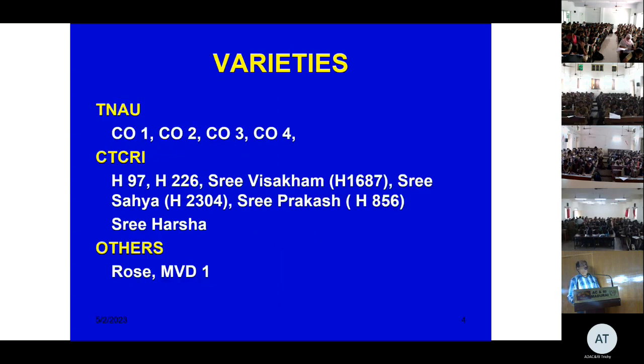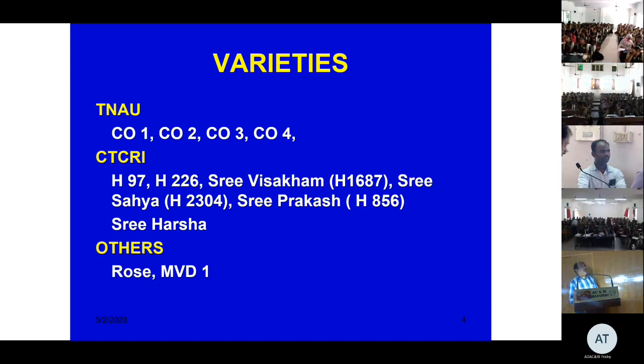Many varieties have been released from different institutes. Our Tamil Nadu Agricultural University has released 4 varieties in tapioca, from Co1 to Co4. The Central Tuber Crops Research Institute has released H97, H226, and others. So varieties have been released by TNAU, CTCRI, as well as others.